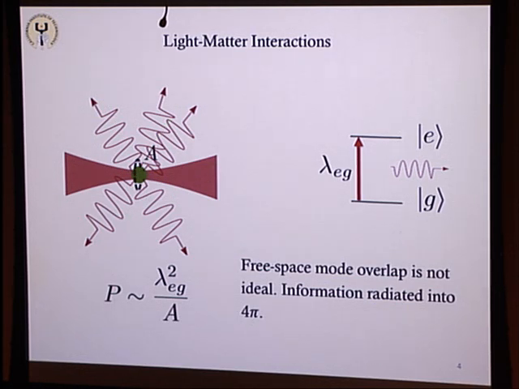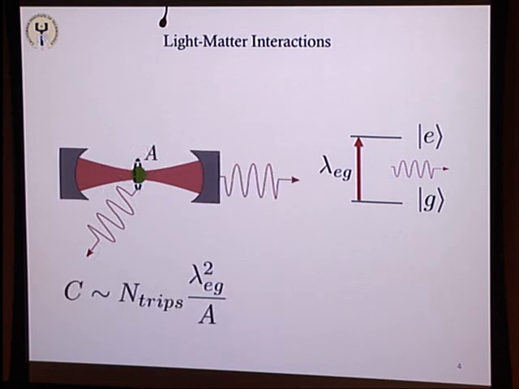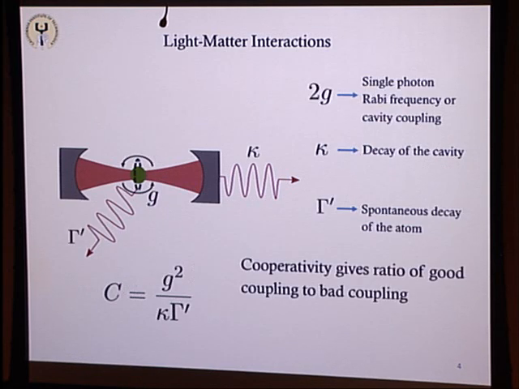And so you'd have to create a kind of 4-pi detector to get all of the information that's scattered off of the atom. So what people have done is increase the number of chances you have to interact with this atom, and that's just putting a cavity around it. Then you increase this figure of merit by basically the number of trips that this photon takes back and forth in this cavity, and you scale up your interaction probability in this way.